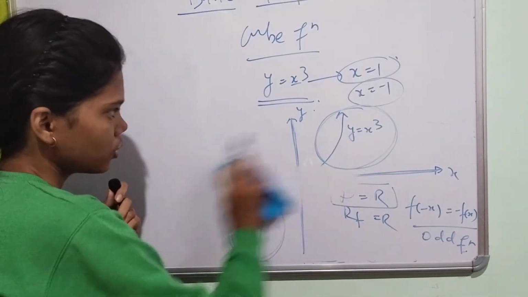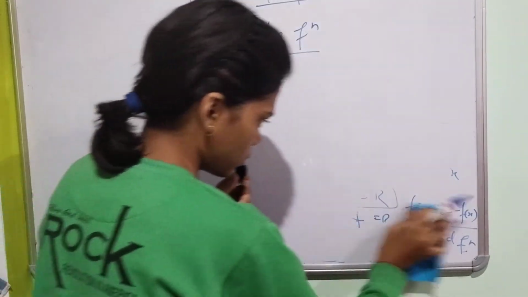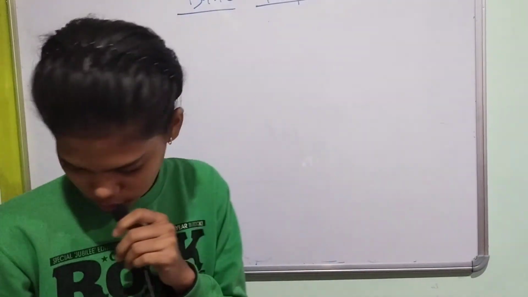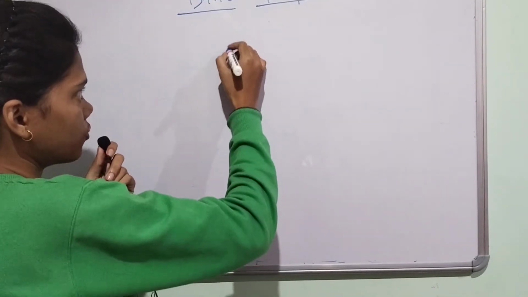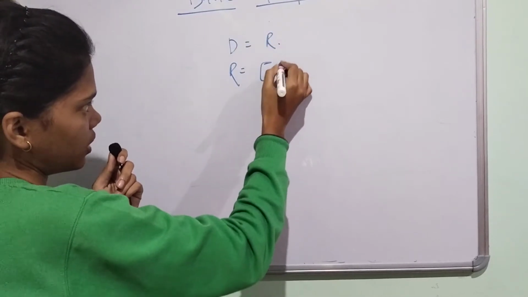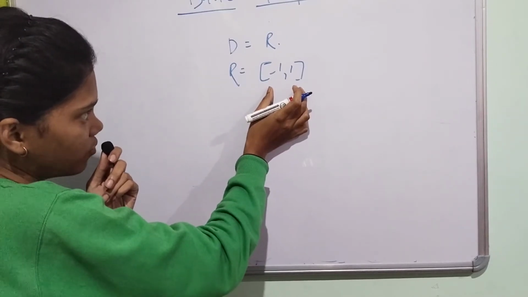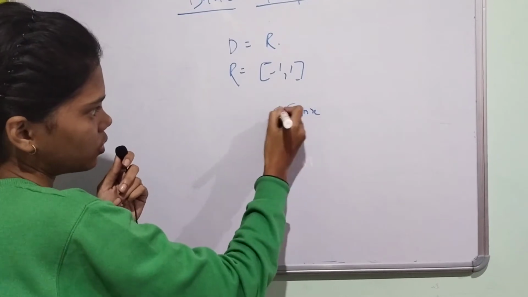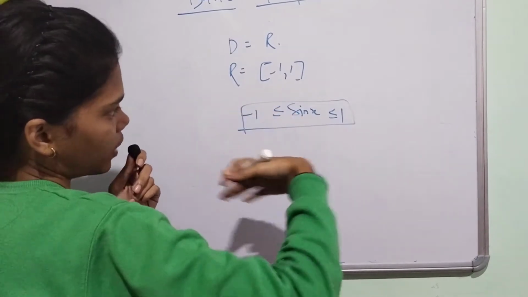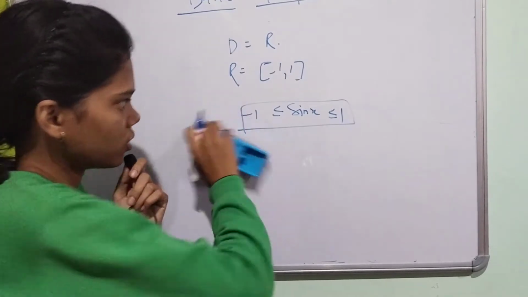The next graph we are going to talk about is the graph of sine function. Firstly we should note the domain and range of sine function. Domain is all the real values and range is from -1 to 1. It means that sine x can only range between -1 and 1. It cannot take values above 1 and below -1. This is called the range of the function.